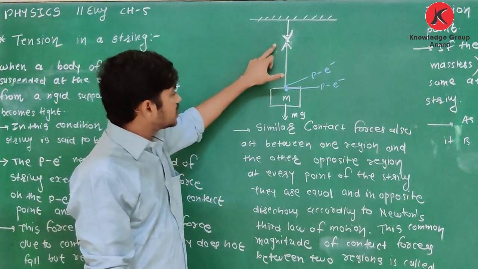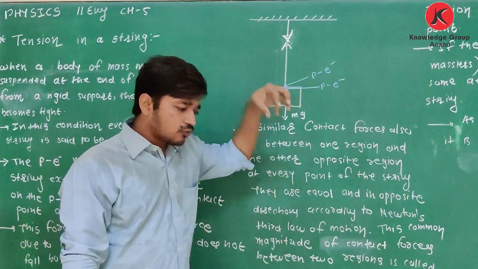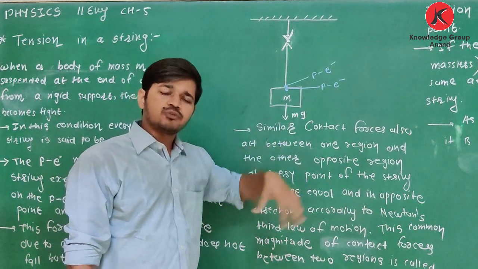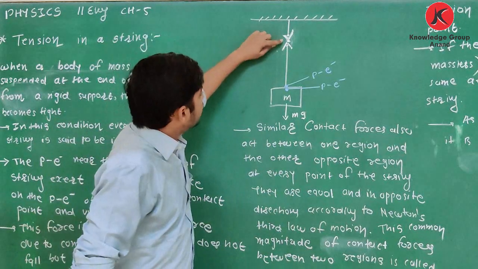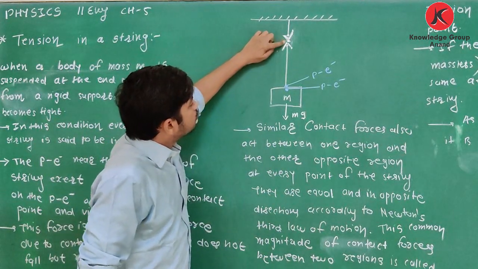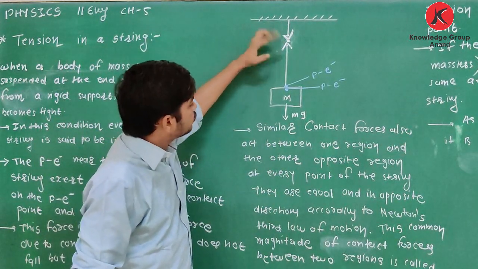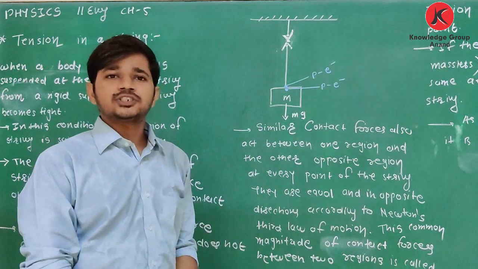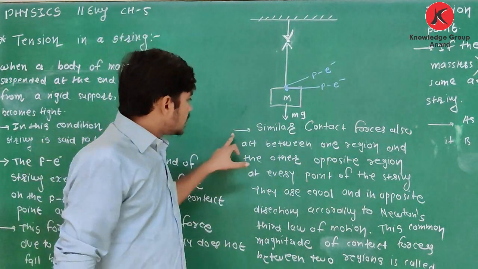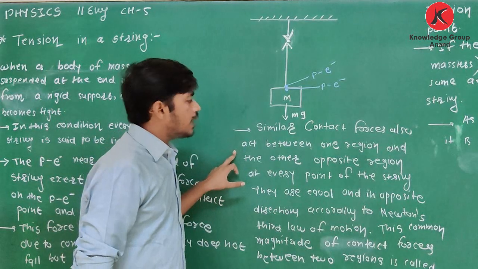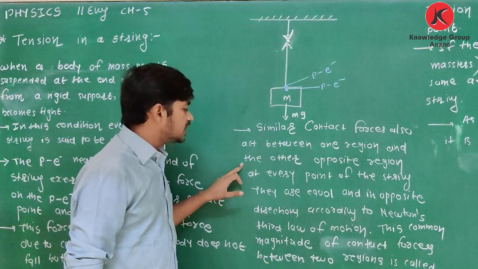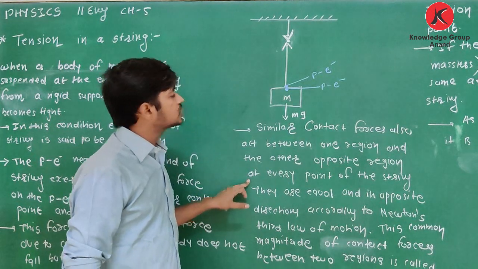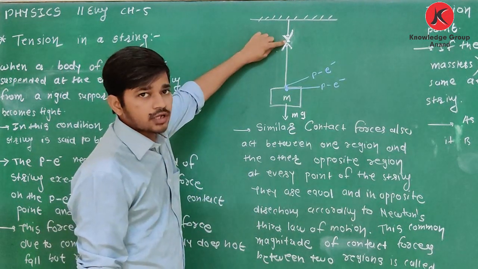If the string breaks, it means in the downward direction the force acting is more. But if it does not break, it means the force acting in the upward direction is equal to the force acting in the downward direction. Clear about this? So see, similar contact forces also act between one region and the other opposite region of every point of the string. This point, yes or no?